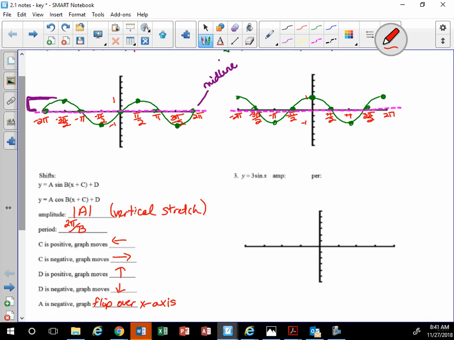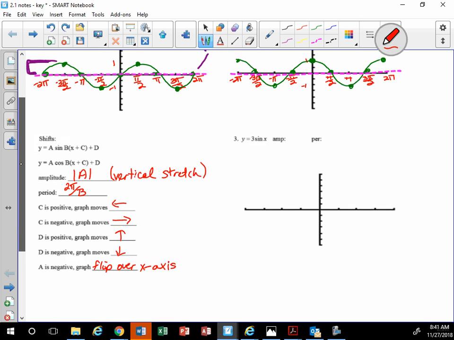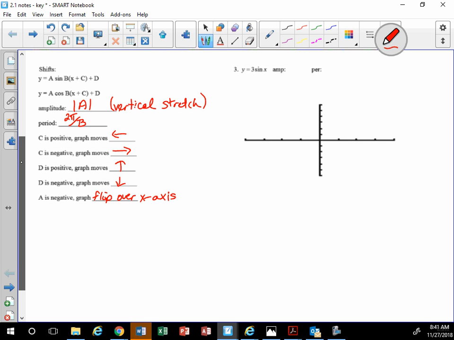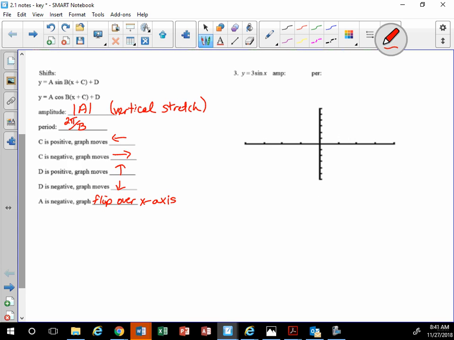So let's look at number 3 here. We have the equation y equals 3 sine of x. So what do you think changed, the amplitude or the period? Amplitude, okay? Amplitude became 3. The period is still 2 pi. Since the period is the same, my x-axis is going to be labeled in the exact same way.